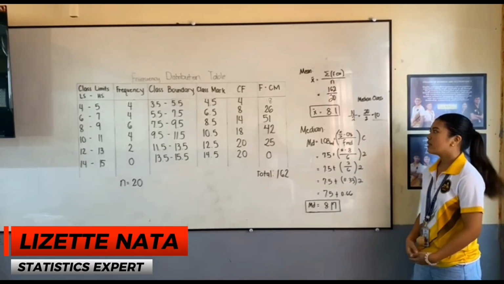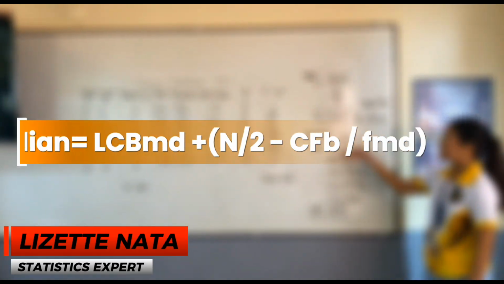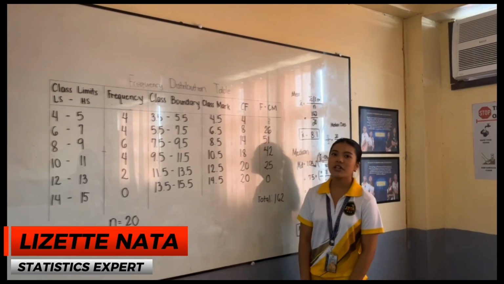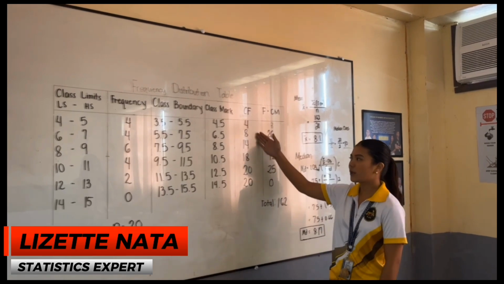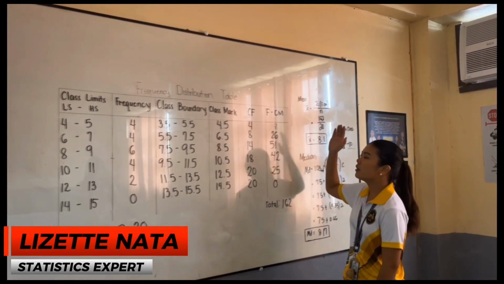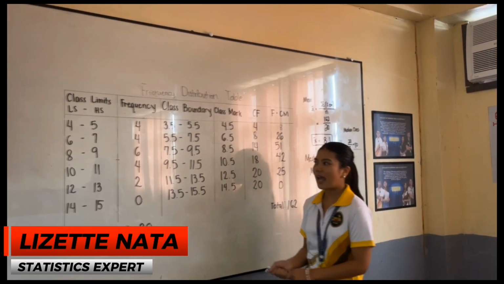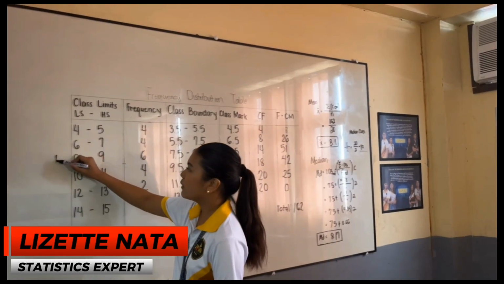So now, let's proceed in solving the median. For the median, we have, and to find our median class, we're going to find it under the cumulative frequency column, and the median class then is under po siya ng 14. So our median class is the 8 to 9 class limits.